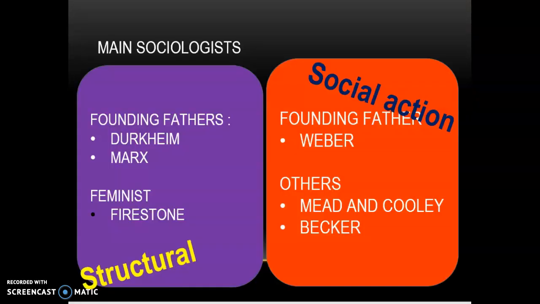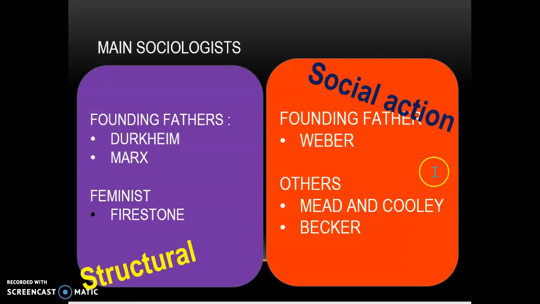So firstly, who would we associate with our structural and social action sociologists? To start with, our main sociologists are Durkheim, who's a functionalist based on consensus, Marx, who is a conflict theory, and Firestone, a feminist theory. These are our structural sociologists. They're looking at society as a whole. They explore how society is structured, creating social forces that influence our behaviour at an individual level, whether it's maintaining consensus, capitalism or patriarchy.